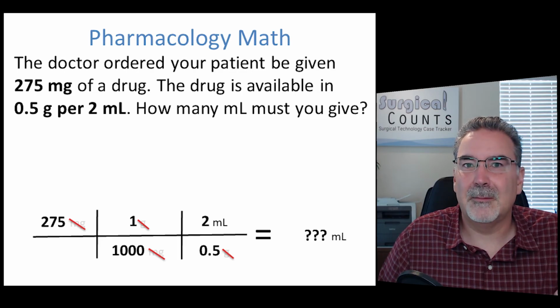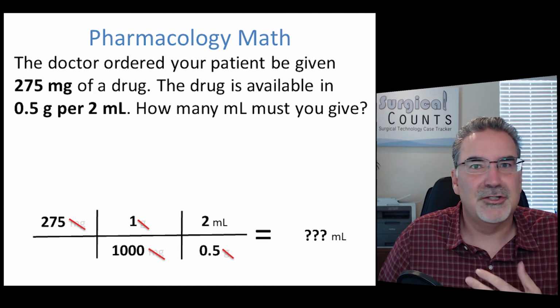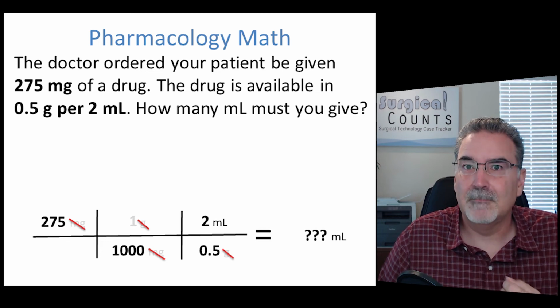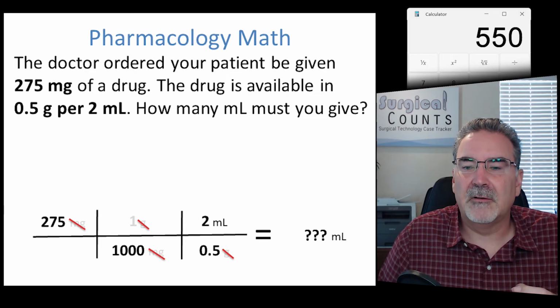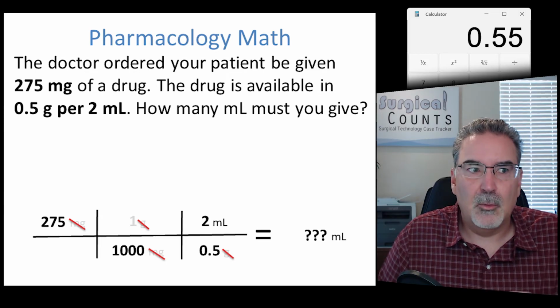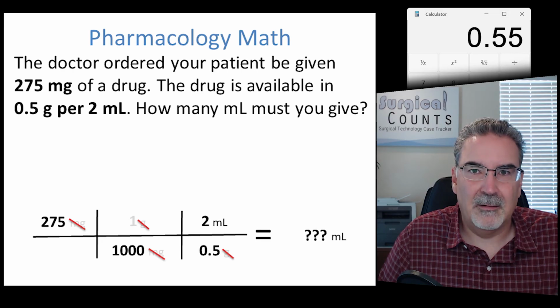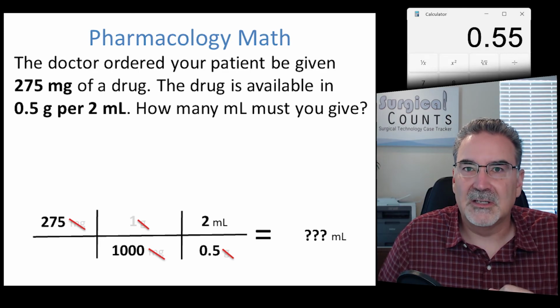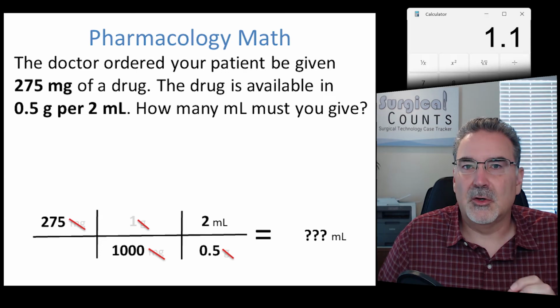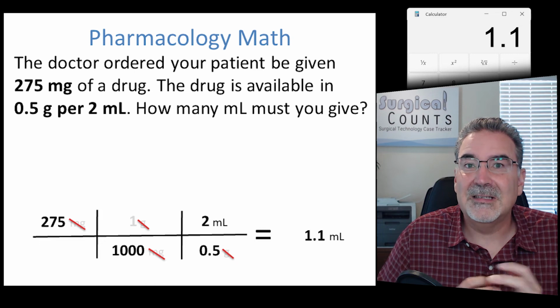Now all we have to do is deal with the numbers. We're going to multiply everything on the top and divide by everything on the bottom, just like we did in every other problem. So let's do that. Get our handy dandy calculator out. We have 275 times 2, which is 550. 550 divided by 1,000, which is 0.55. And then 0.55 divided by, because it's still on the bottom, 0.5 gives us 1.1. So our answer, 1.1 milliliters. And 1.1 milliliters is the correct answer.